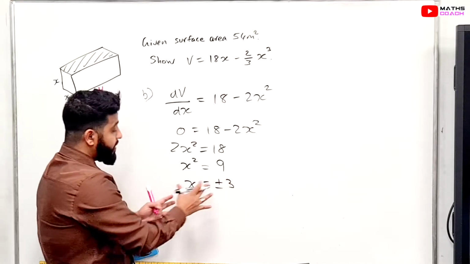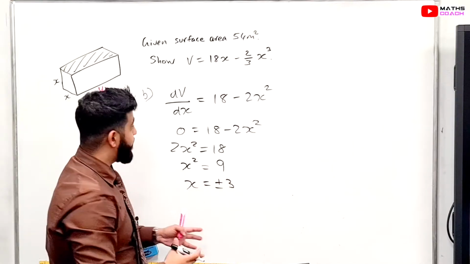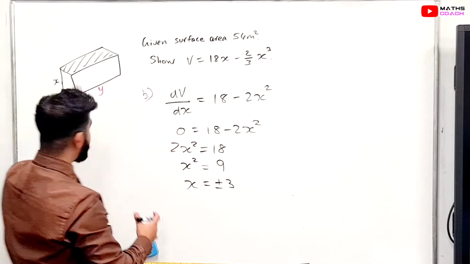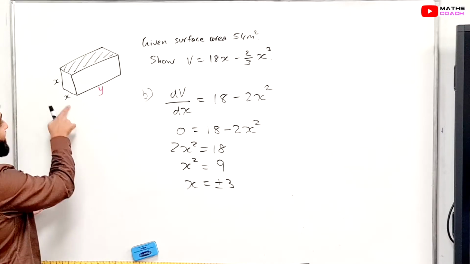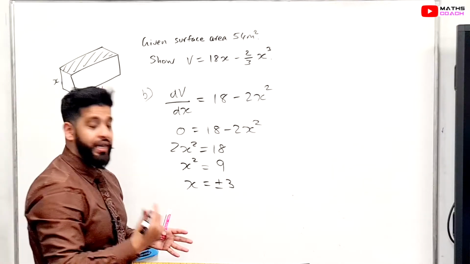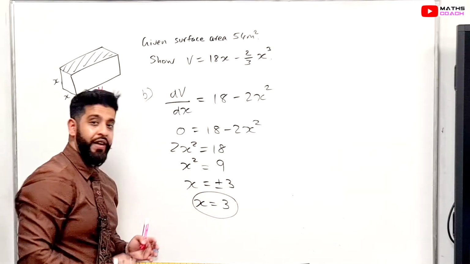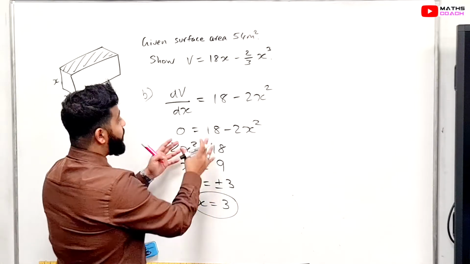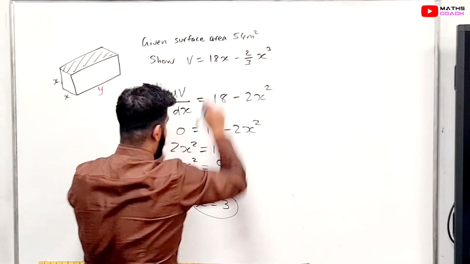Now, before we decide to use either plus or minus 3 or use one of them, if you go back to the question, x cannot be a negative number because it represents a length, and lengths, as we know, cannot be negative. So therefore, we will be using the positive value of x. Now we will find the value of v by substituting the x into this formula.